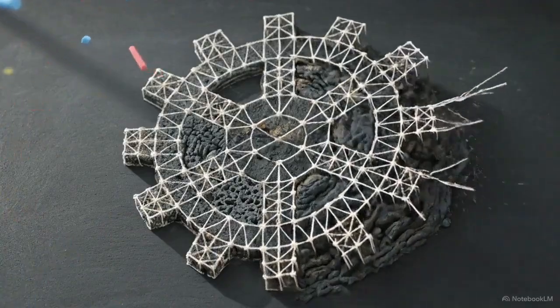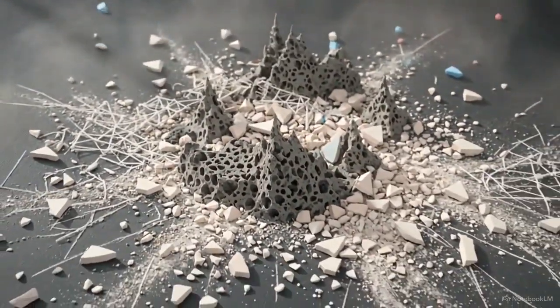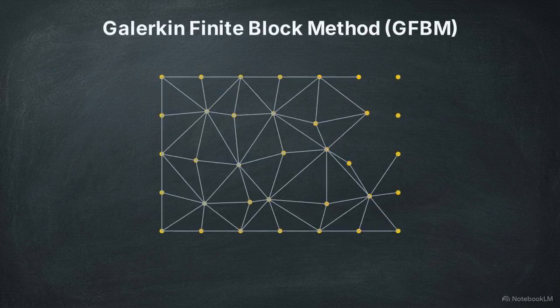When solid soil becomes fluid, the physical connections in a standard grid snap and warp into chaos. To handle these scenarios, we move toward a different strategy: meshless methods. This approach removes the need for explicit connections between nodes. A prominent mesh-free technique is the Galerkin finite block method, or GFBM.